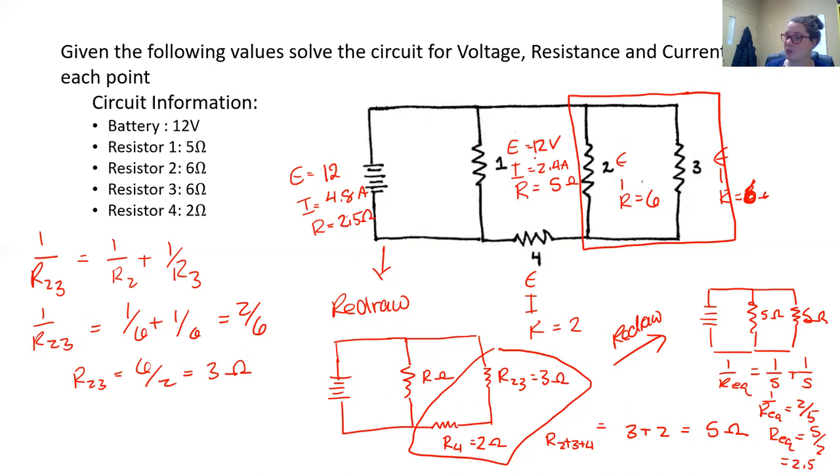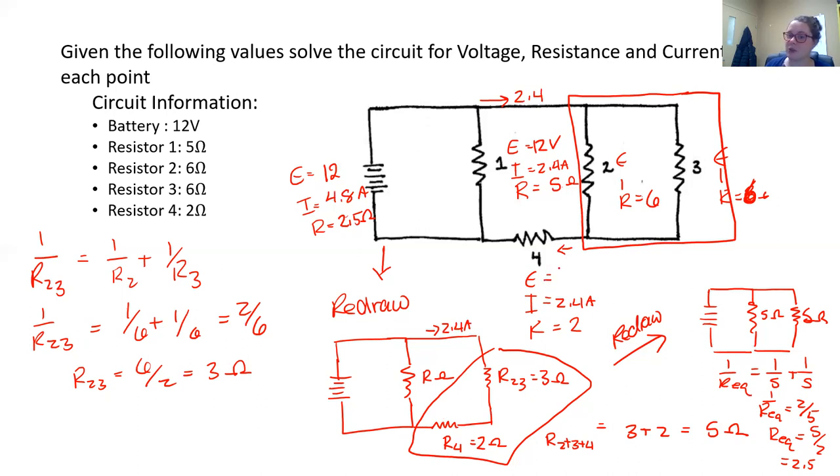So 2.4 amps are used here. If 2.4 amps comes down through this branch, that must mean there is 2.4 amps going through that way, which means it has to recombine and give me 2.4 amps here because we redrew this. We said these parts are series, so 2.4 amps here and 2.4 amps here. So we can figure that out.